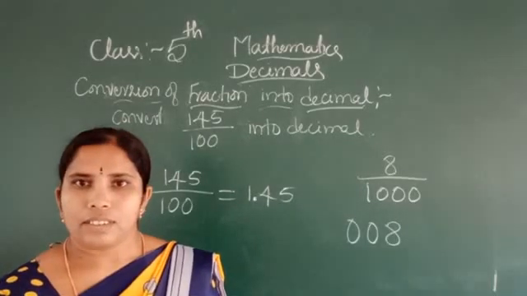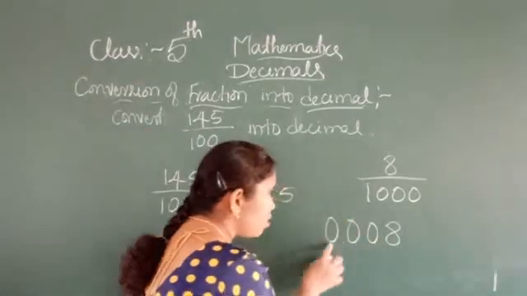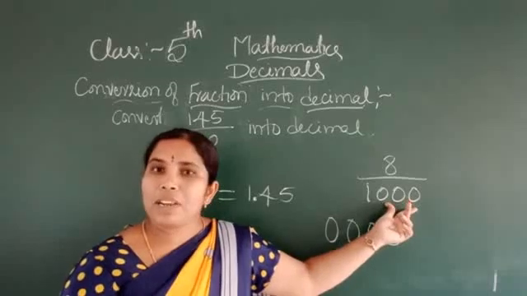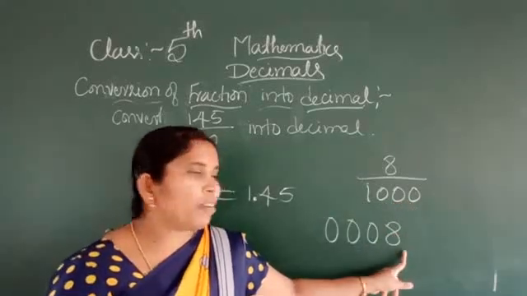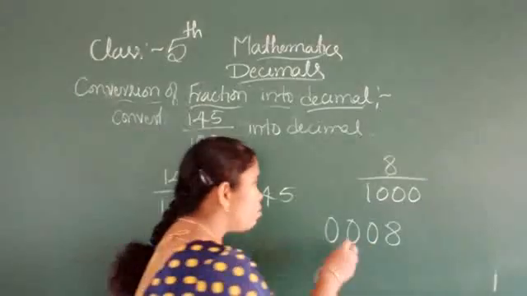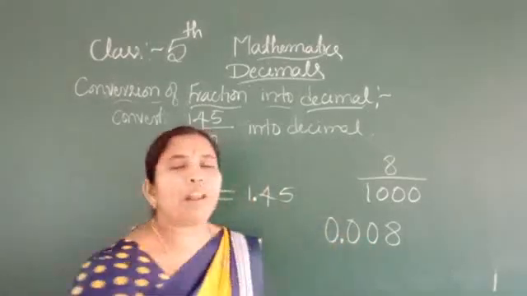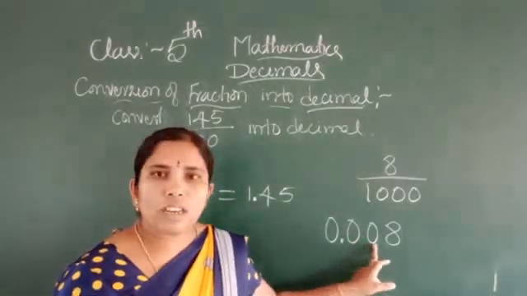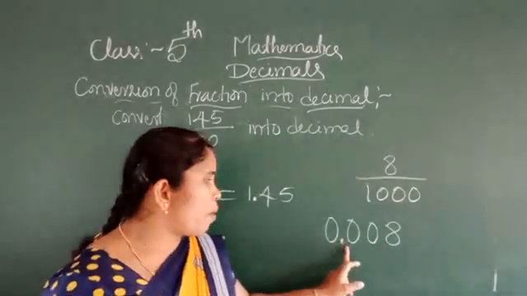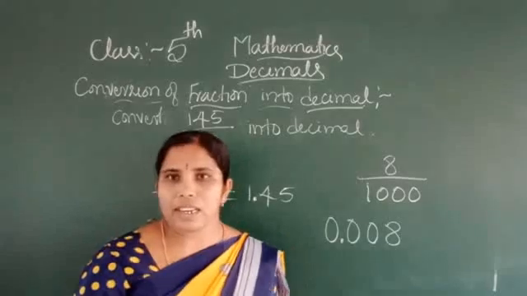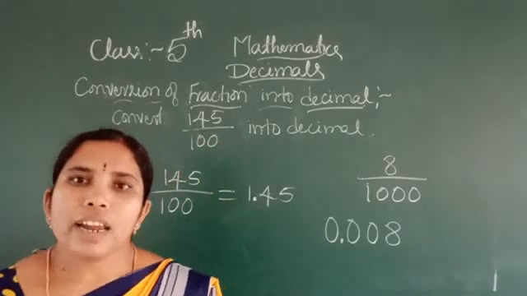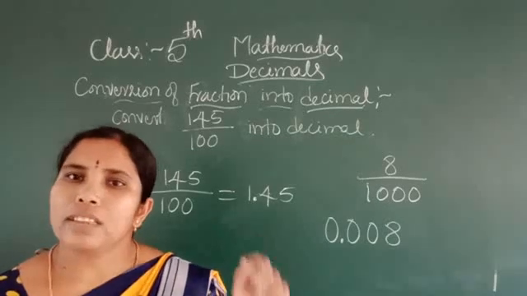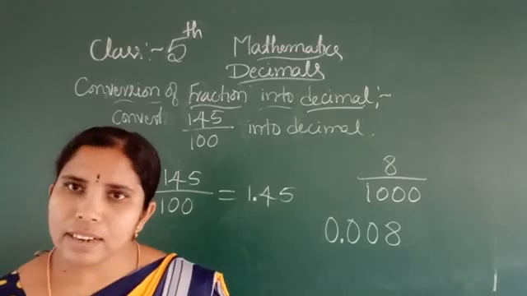Are you understand? Put zeros in the left side first. Then see in the denominator how many zeros are there? 3 zeros. Now count from the right side. 1, 2, 3. So put 3 digits after the decimal point from the right side. See, 0.008. 0.008 is the decimal form of 8 by 1000. Are you understand, student?